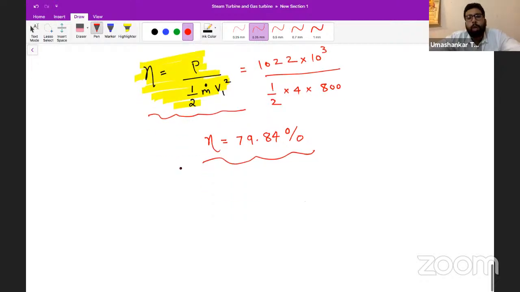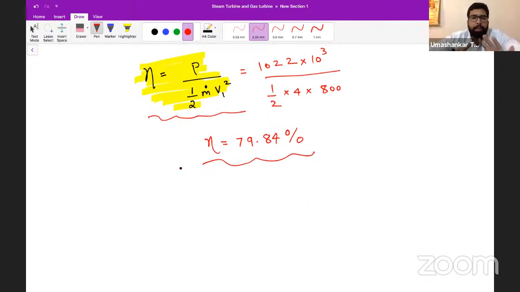Okay. So now we have completed impulse turbine in all respects. Firstly, we have analyzed the nozzle, how the design of the nozzle should be done, how to find the areas and all, critical conditions, sonic, everything.